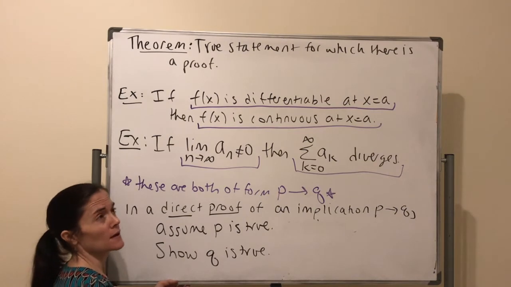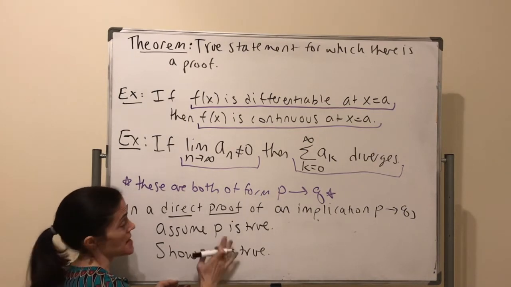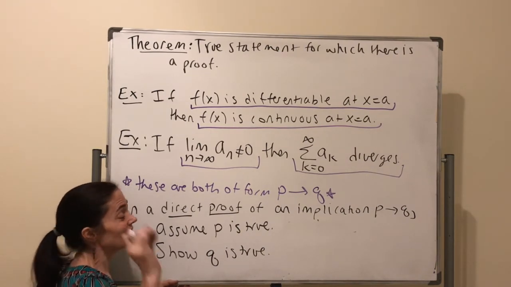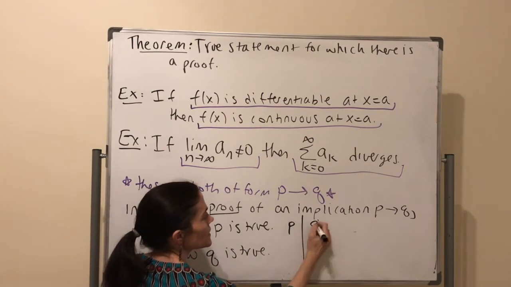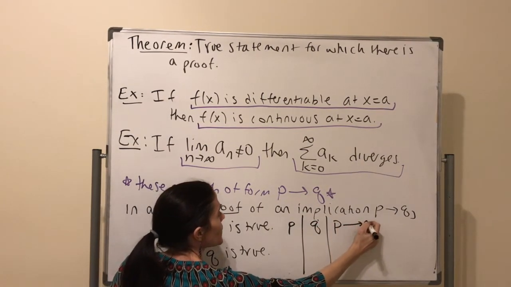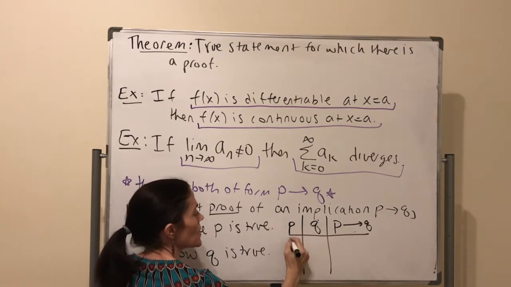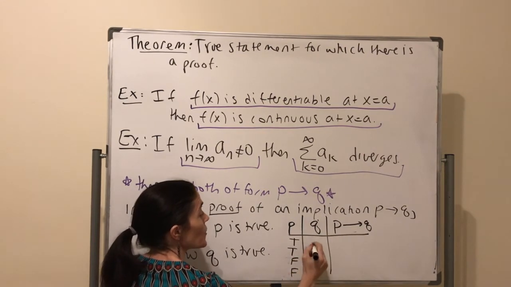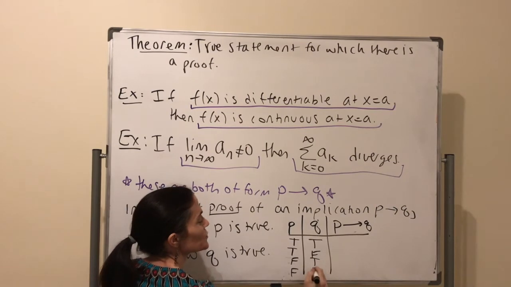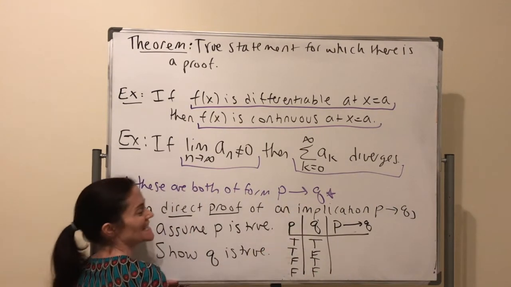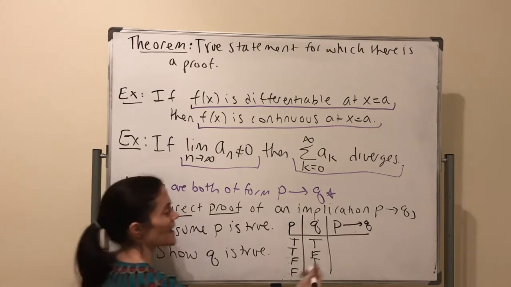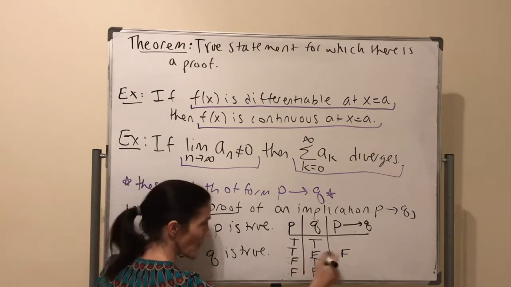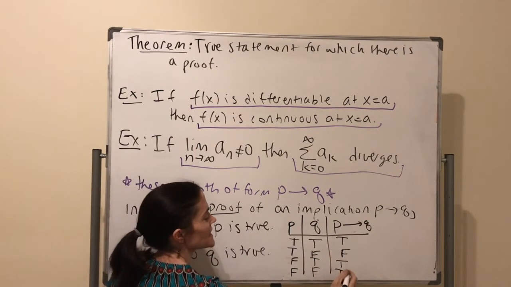Now you might think, wait, there are other possibilities. Maybe P is not true. How are we going to prove the implication is true in that case? Well, let's recall what the truth table looks like. We have 4 possibilities, 4 inputs. P can be true or false, and Q can also be true or false. And the implication is false only one time. It's right here where P is true and Q is false, and every other time the implication is true.